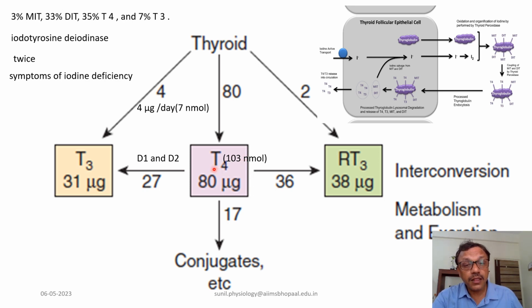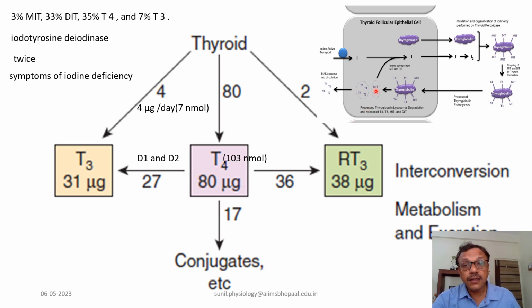Now in the peripheral conversion in the liver and the kidney, T4 is converted with the help of D1 and D2 enzymes into T3, and T4 is also converted into RT3, and the rest is conjugated, metabolized and liberated out of the body.